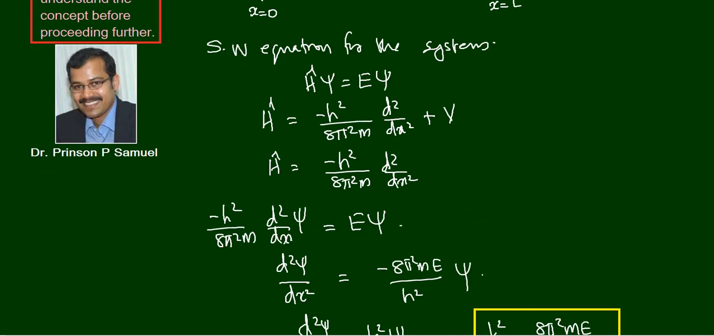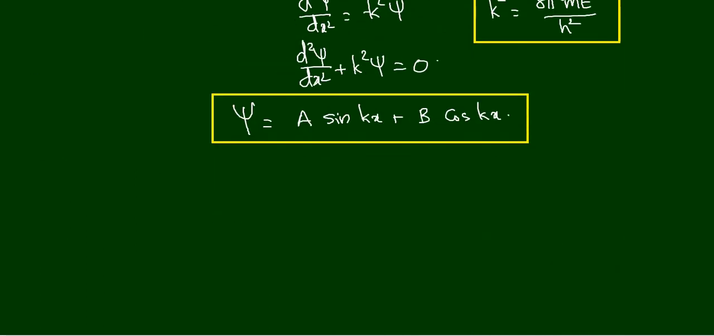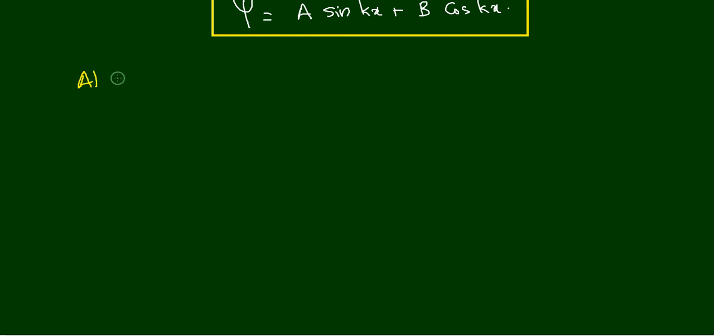So at x is equal to 0, that is the first boundary condition. At x is equal to 0, psi will be equal to 0, because x is equal to 0 corresponds to an infinite potential barrier, and the particle cannot cross that potential barrier. It means that psi will become 0 at that point. So at x is equal to 0, psi is equal to 0. We are going to put this condition in our psi equation.